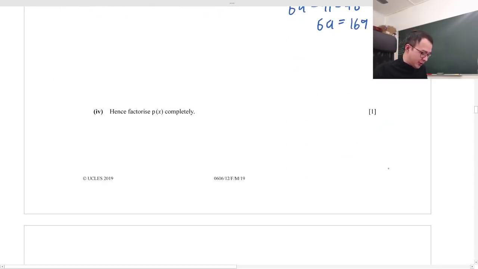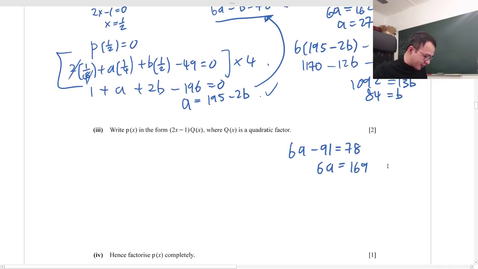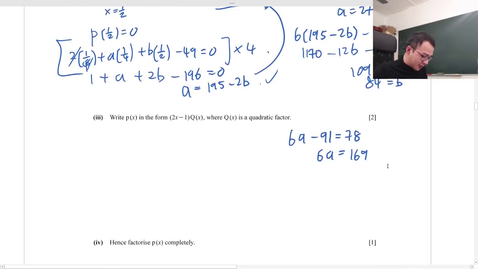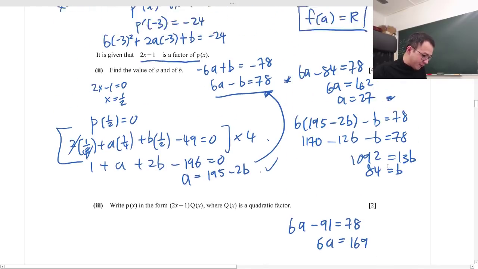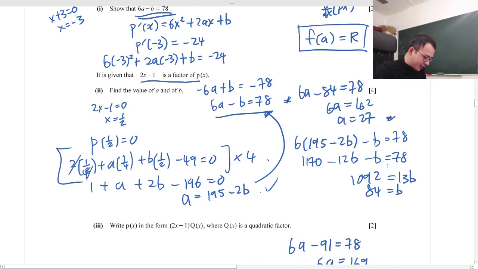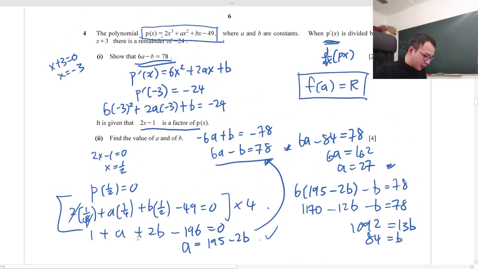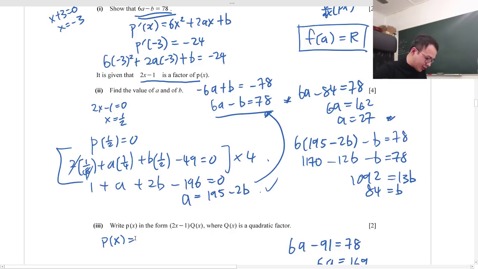Now to factorize completely for this one. After we got a and b, normally you need to plug them in here. So my p(x) should equal 2x cubed plus 27x squared.